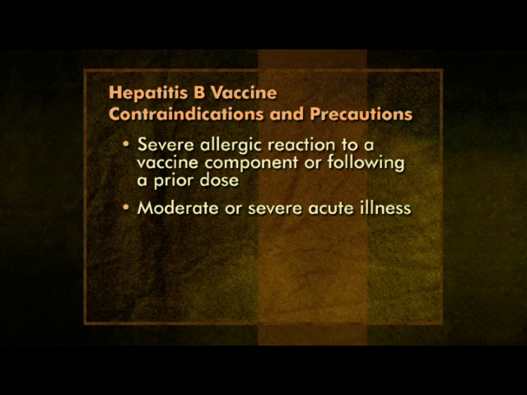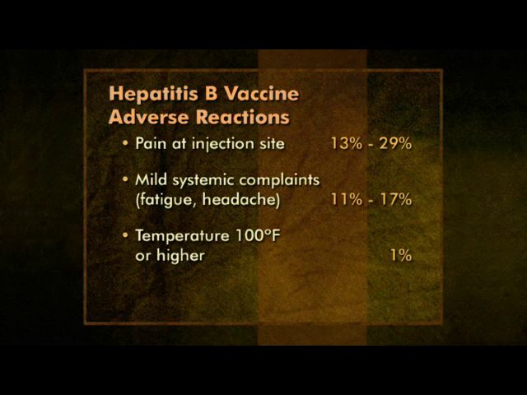Hepatitis B vaccine has few true contraindications and precautions. The only contraindication is a severe allergic reaction to a vaccine component or following a prior dose. Moderate or severe acute illness is a precaution. Vaccination should be deferred until the acute illness improves.